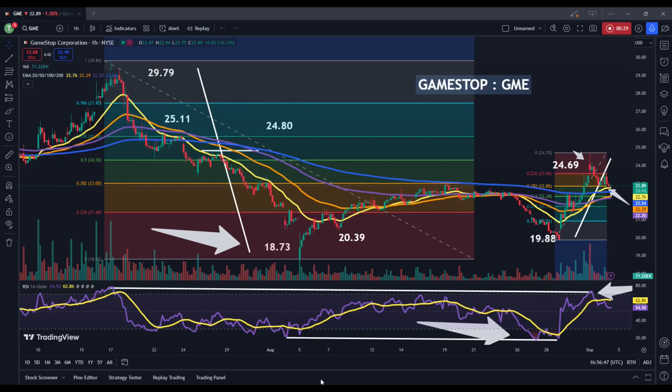So here we have the hourly price chart, and what we're going to be doing in this video is to look at two different trend waves here to assess which price levels are most important for this stock and where the stock is likely to head going forward.